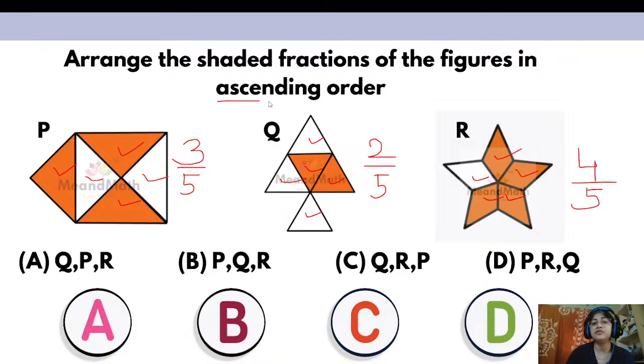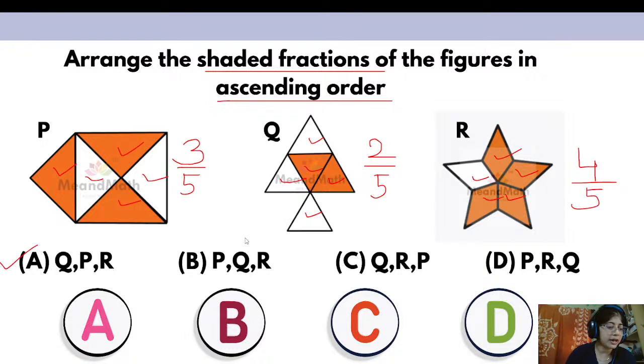So ascending means from smallest to biggest. So the smallest fraction would be Q, which is 2 by 5 because only 2 parts are shaded. Next is P, 3 by 5. And last one would be R, the biggest one, which is 4 by 5. So 2 by 5, 3 by 5, 4 by 5. Q, P, R. That's the correct arrangement of the shaded fractions in ascending order. So Q, P, R, which is the option A.